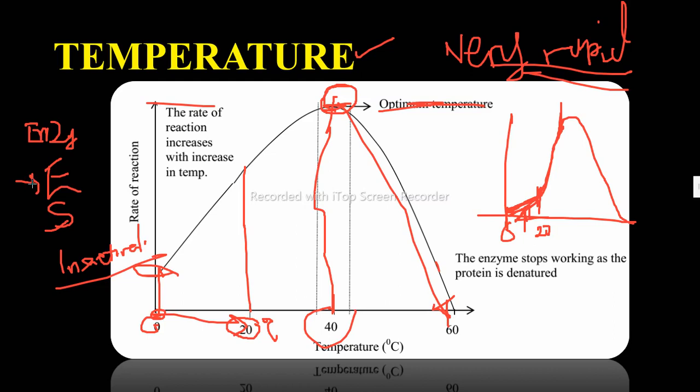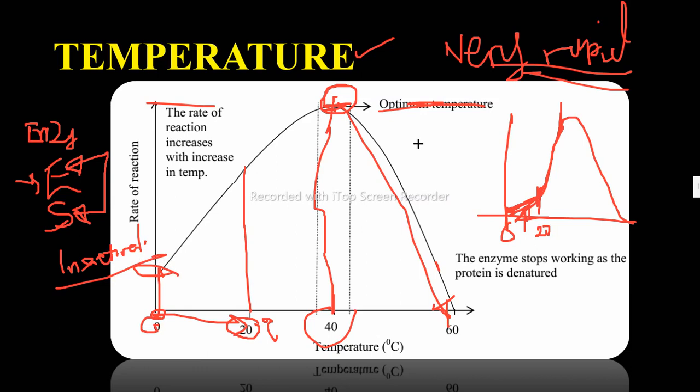And when the kinetic energy increases, the chance of collision between the substrate molecules and the enzyme molecules increases. So that at any time t, the number of collisions is always high. The number of enzyme-substrate complexes that will be formed will always be high, and hence the number of products formed per minute is always going to be high. Okay? And so the rate increases with temperature.